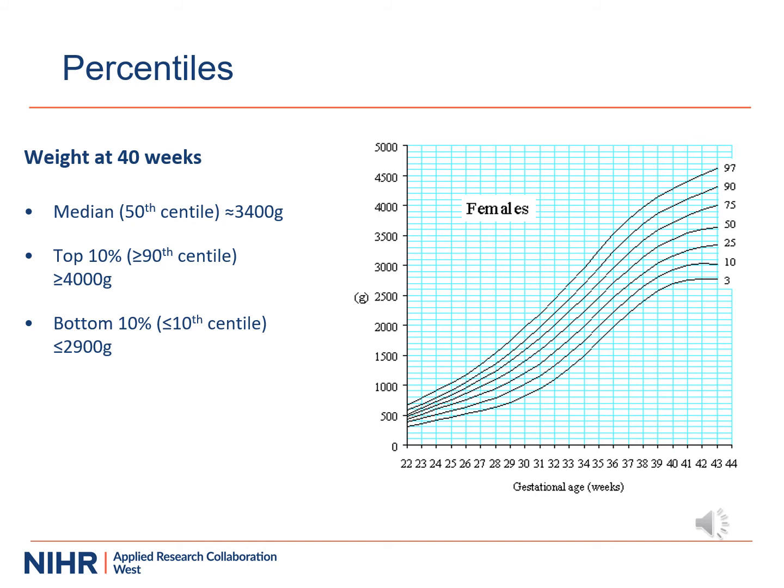We can see from this chart that at 40 weeks gestation, the median weight is around 3,400 grams. Babies heavier than 4,000 grams are in the top 10% of weight for their age because they are above the 90th centile. Babies smaller than 2,900 grams are in the bottom 10% of weight for their age because they are below the 10th centile.